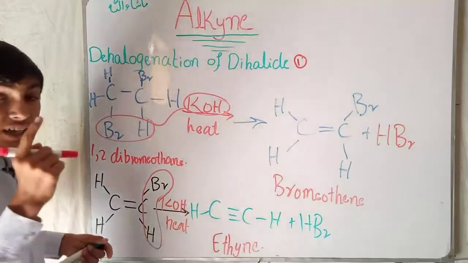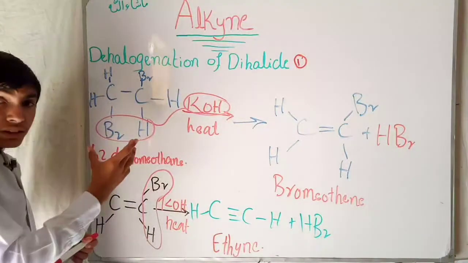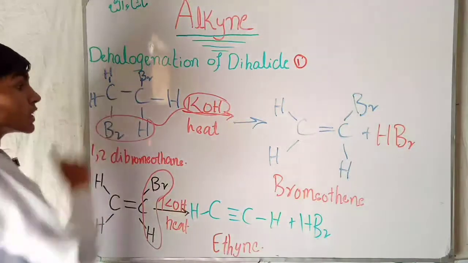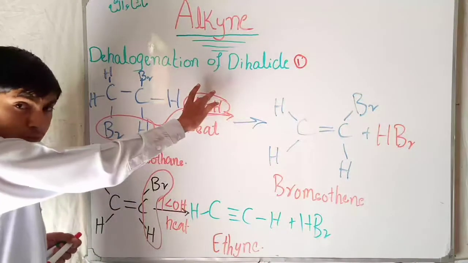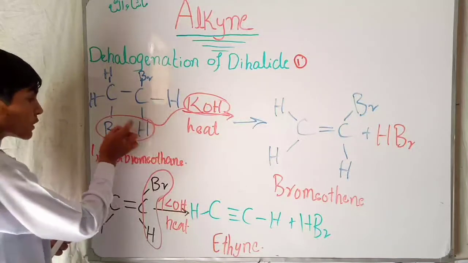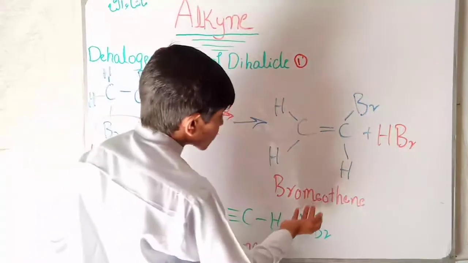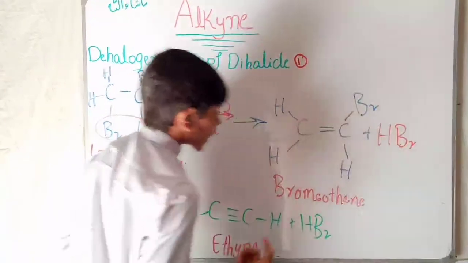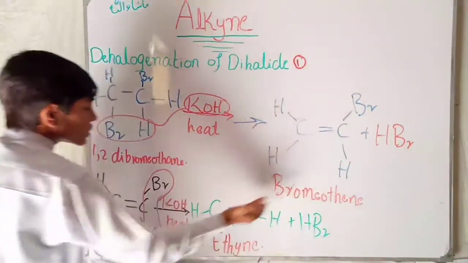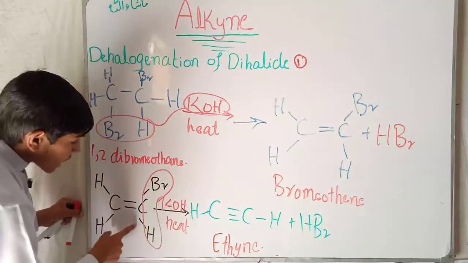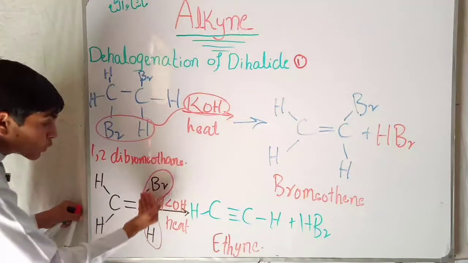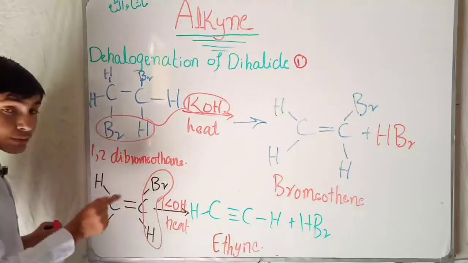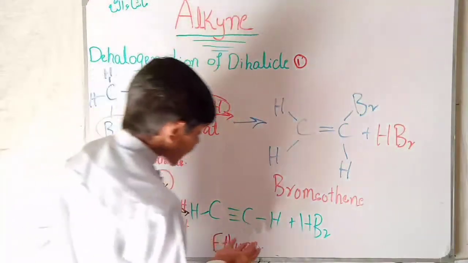So what occurred? In the first step of the alkyne preparation, we took dibromoethane, a saturated hydrocarbon because there is a single bond between the two carbon atoms. We took alcoholic potassium hydroxide, which removed hydrogen and bromine from the two carbon atoms, and in the product it gave us bromoethene, which is unsaturated with a double bond, plus hydrogen bromide. Then we again take this unsaturated hydrocarbon, and potassium hydroxide again removes one HBr, and lastly the double bond between the carbon atoms is converted into a triple bond, giving us ethyne.